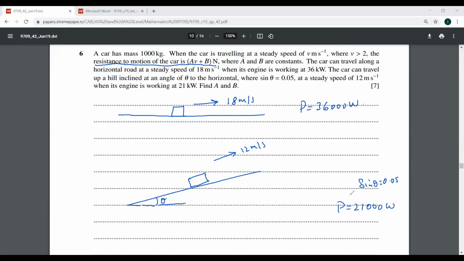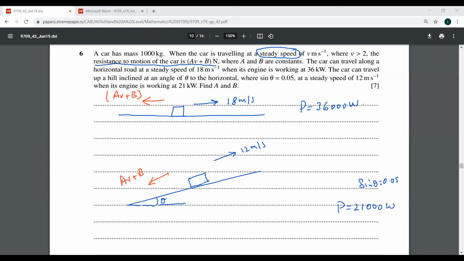Okay, so guys, if you pick this word steady speed, I think you can solve this question. What happens when an object is moving at a steady speed? What can you say about the resultant of the forces on that object? The acceleration is zero, the resultant is zero, and the forward forces are equal to the backward forces. In both cases, the backward force is going to be AV plus B.